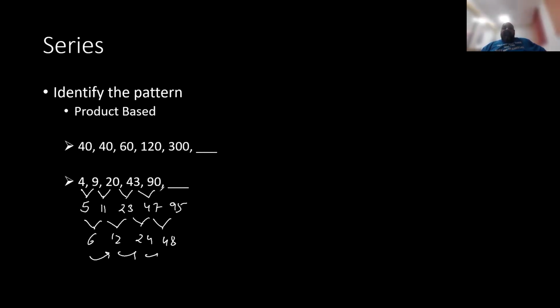If I work with differences, what happens? 9 minus 4, 5. 20 minus 9, 11. 23, 47. The differences of these are 6, 12, 24. So the next difference could be 48, into 2, into 2, into 2. 47 plus 48 is 95. So the difference of these two numbers should be 95. From here also I get 185. This series could also be called a difference of difference based series. In the end, I get the multiplier. Starting by taking differences is typically a safe idea when you're dealing with number series, right?